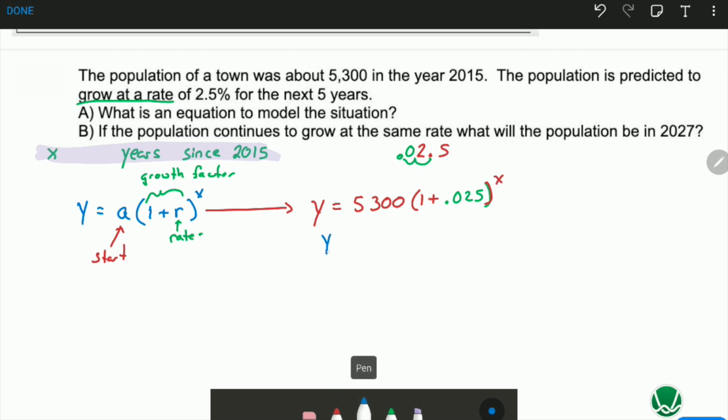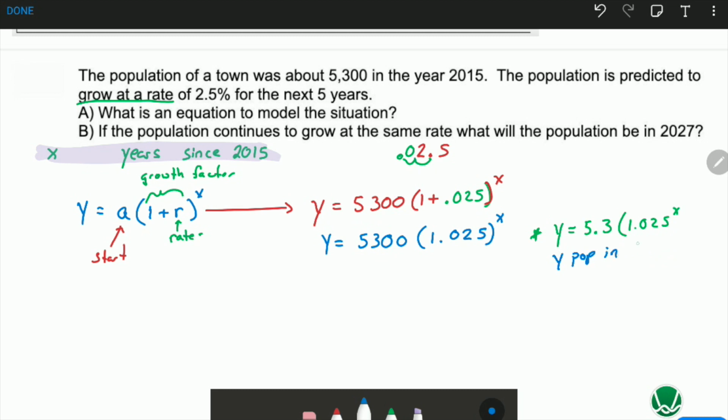In other words, we have y equals 5,300 times 1.025 to the power of x as our equation. You may also see people write it as y equals 5.3 times 1.025 to the power of x, and they might just label y as population in thousands. And that's just an alternative way of doing it. Since my number isn't that big, thousands isn't too bad, I think I'll just stick with this version.